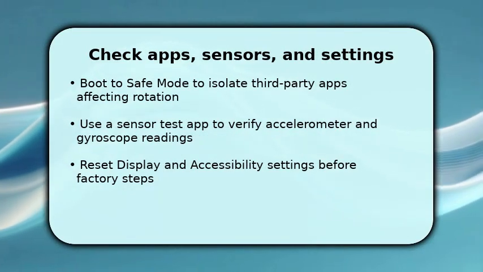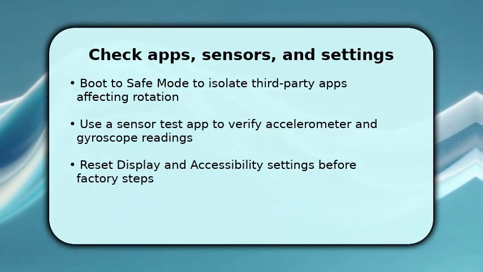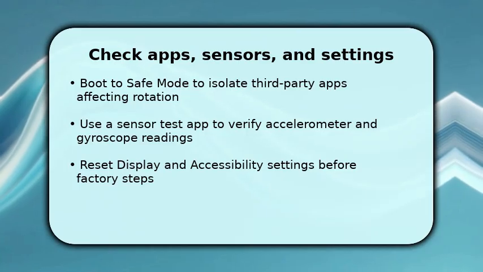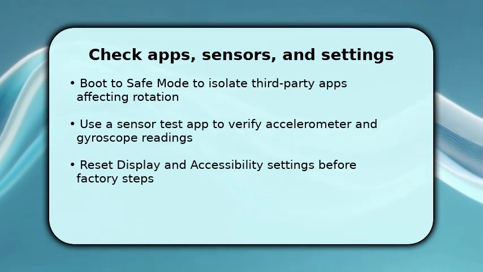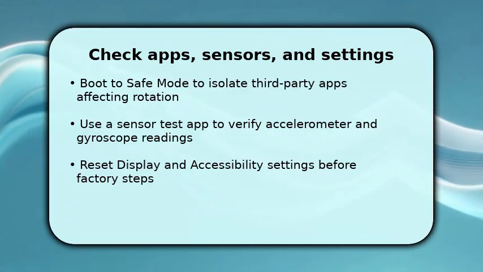You now isolate causes. Boot into safe mode to see if a third-party app blocks rotation. If it works there, you know an installed app is the culprit. Next, run a sensor test app to observe accelerometer and gyroscope data. Stable, changing values mean hardware is fine.